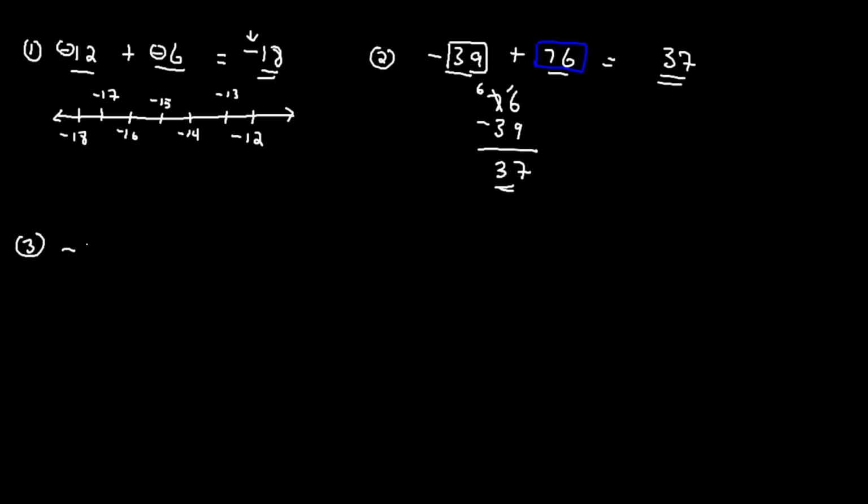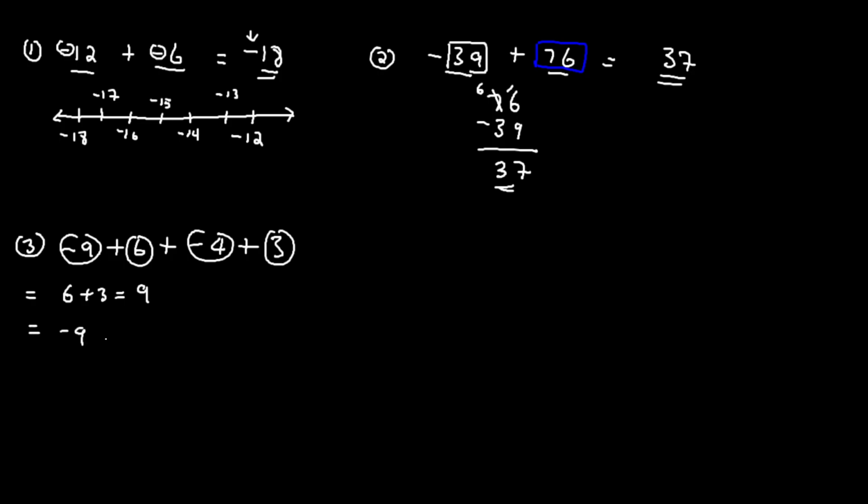What about this one? Negative 9 plus 6 plus negative 4 plus 3. Now, in this situation, the best thing to do is to group. Let's group positives first, 6 and 3, and let's add them. 6 plus 3 is 9. Now, let's group the negative numbers together and let's add them. Negative 9 plus negative 4. Same sign, we keep this sign and we add. 9 plus 4 will be 13, so we will have negative 13.